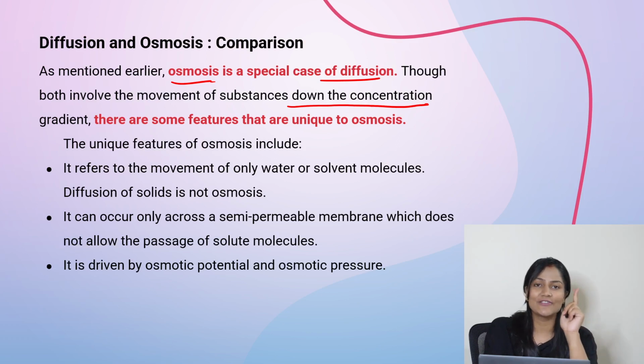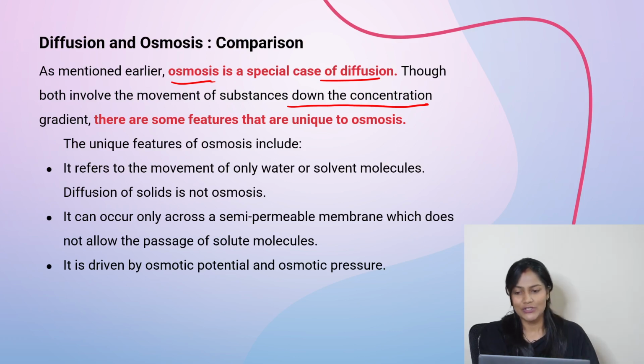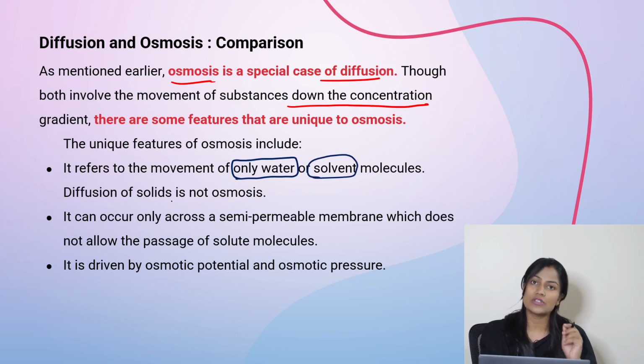Two of them are clear to you guys. First one, there is diffusion of only solvent. Second one, it is through a differentially or semi-permeable membrane. So it refers to the movement of only water, or we can call solvent molecules. Diffusion of solid is not osmosis. अगर solid move करेगा इधर से उधर तो मुझे osmosis नहीं बोलेंगे. It will occur through a semi-permeable membrane which does not allow the solute molecules to pass. So the solutes are not going to move through the membrane, only the water molecule or the solvent is going to pass. And it is driven by the osmotic potential or osmotic pressure.